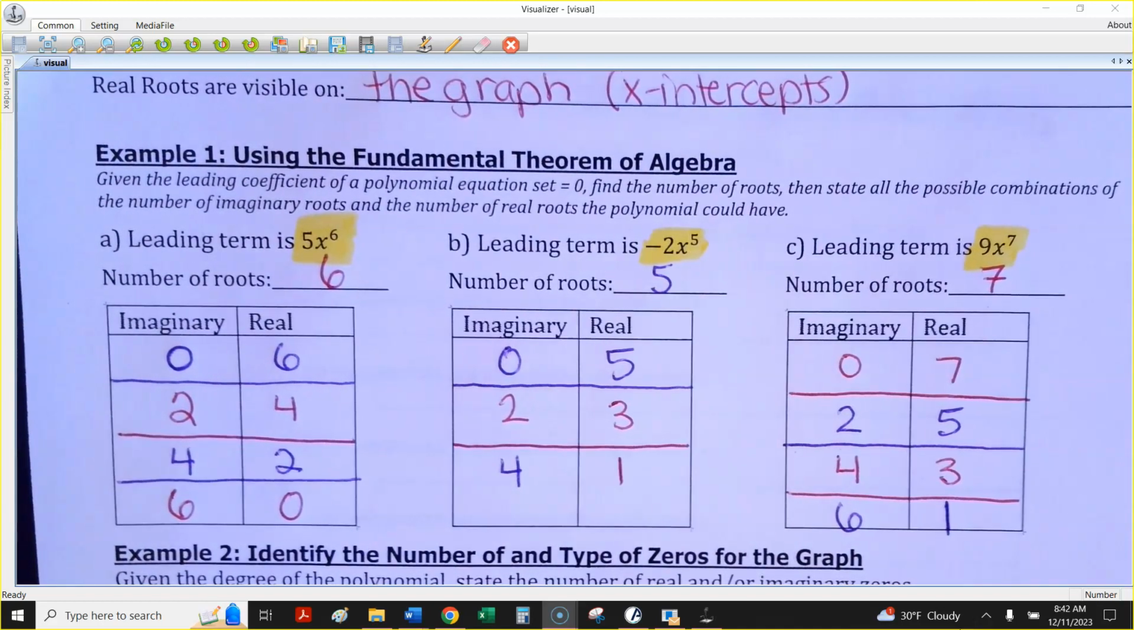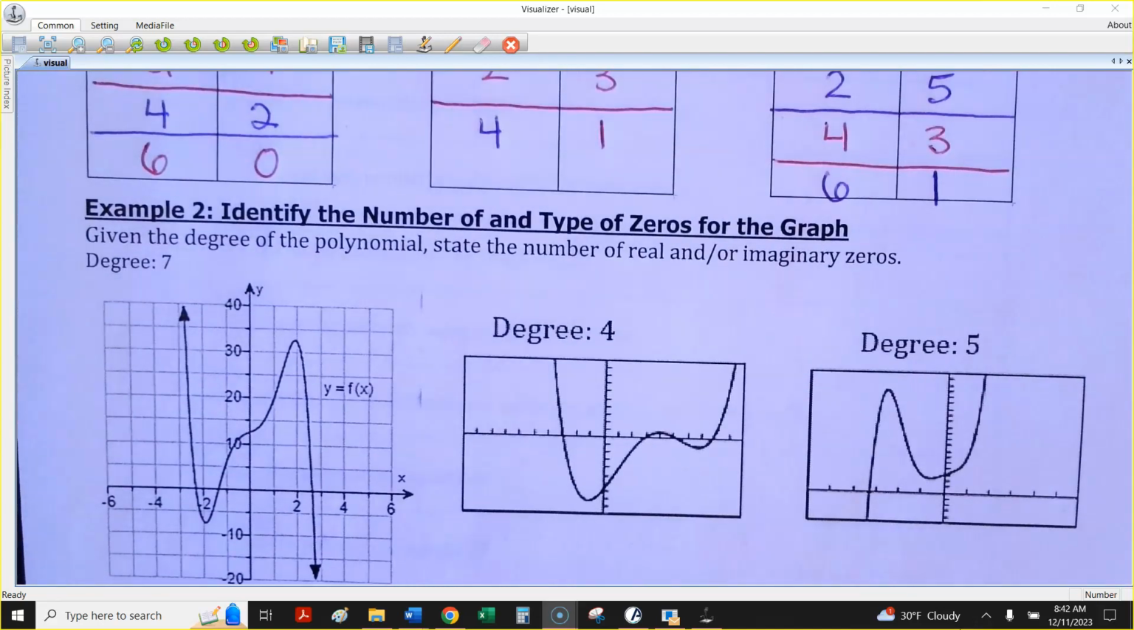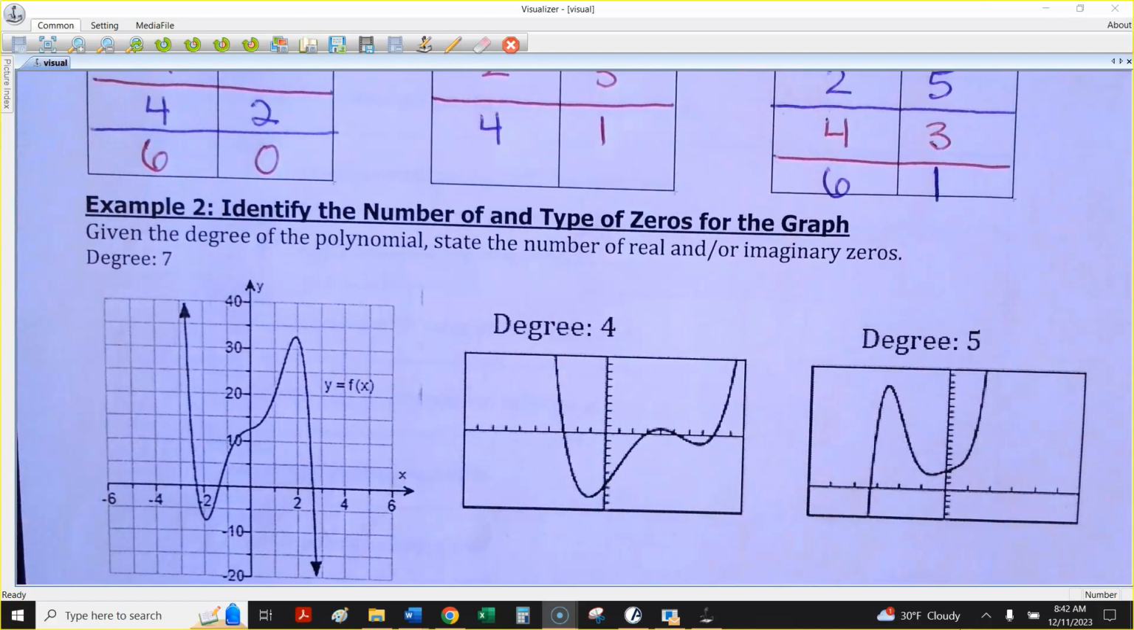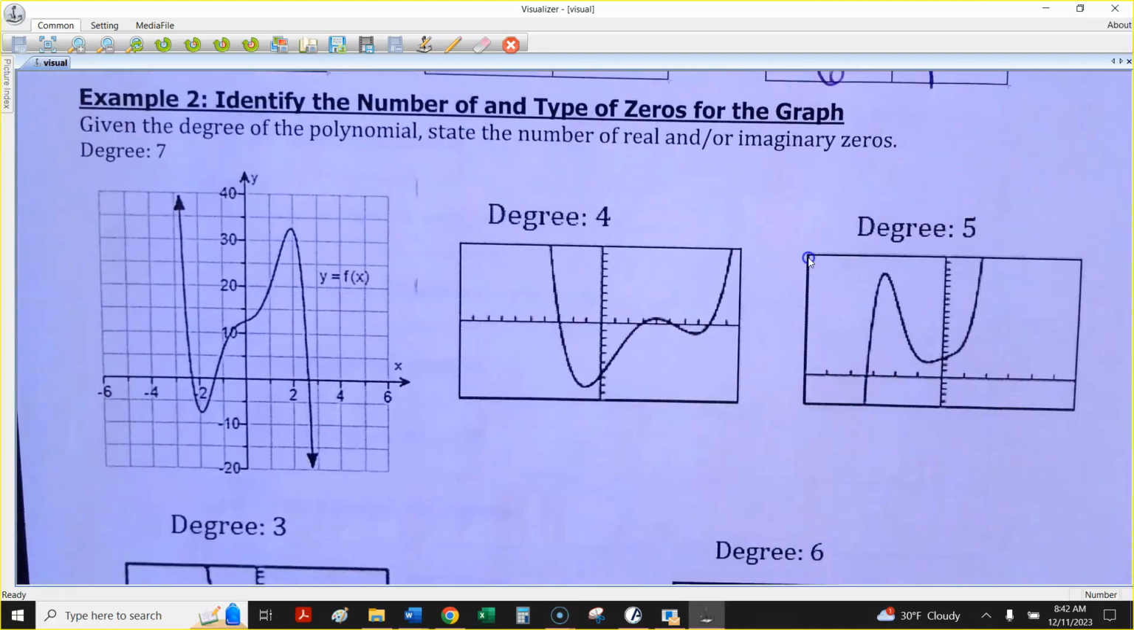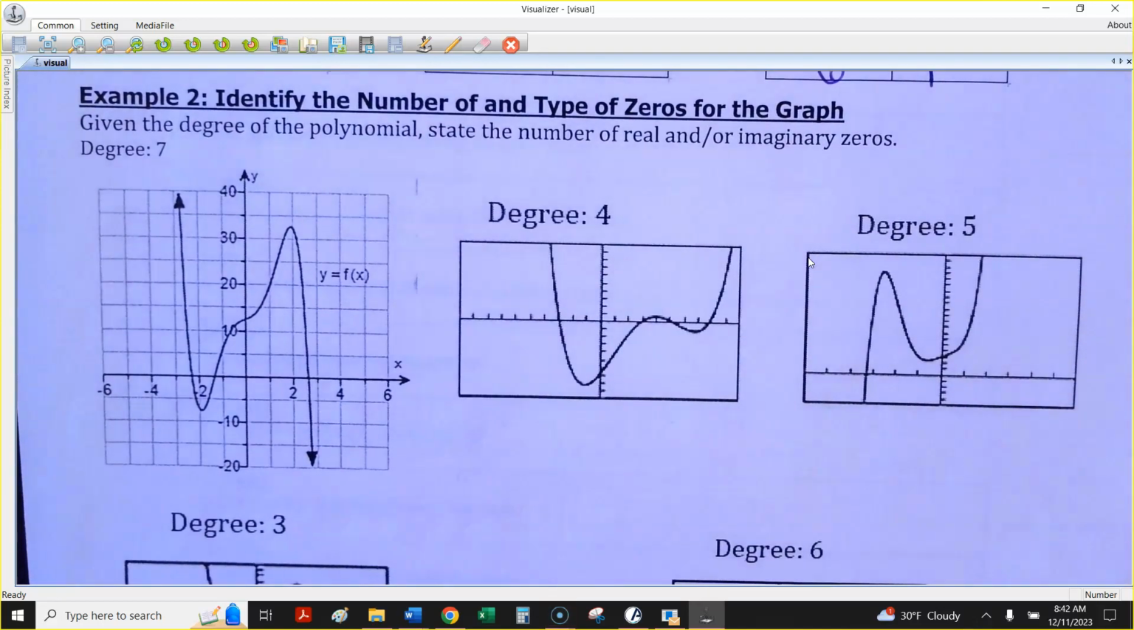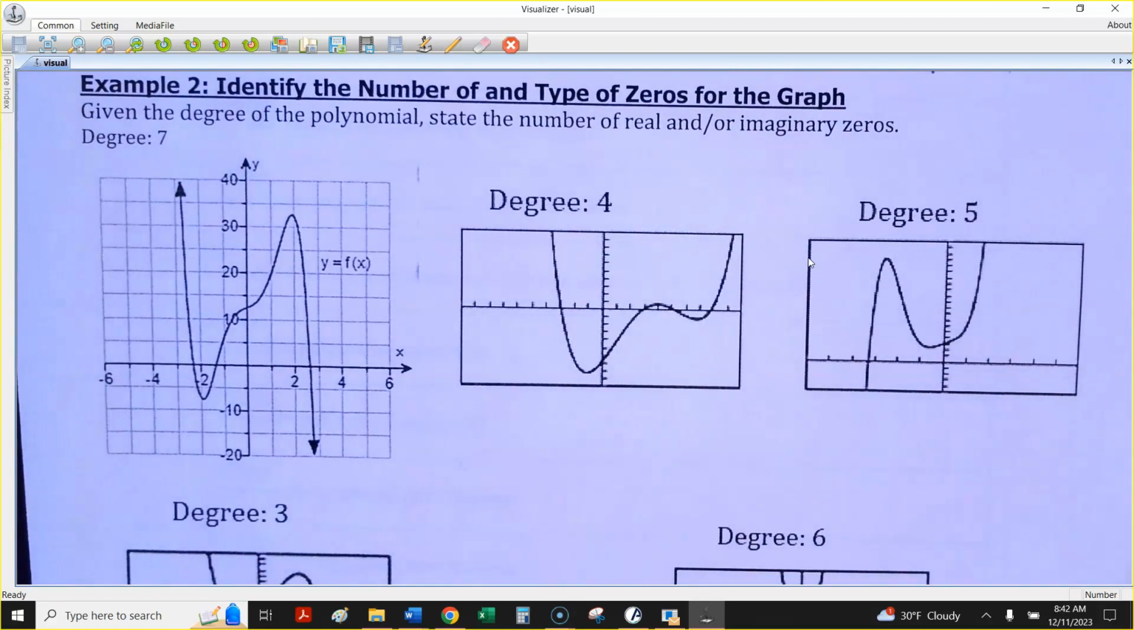Okay, now these on the bottom here are a little bit different. There's no equation written here, and you don't have to tell me specific numbers or anything, but I'm going to give you the degree of the polynomial, which will tell us how many roots we should have. Then from the graph, we're going to determine how many are real, and how many would have to be imaginary, because you cannot see the imaginary ones on the graph.